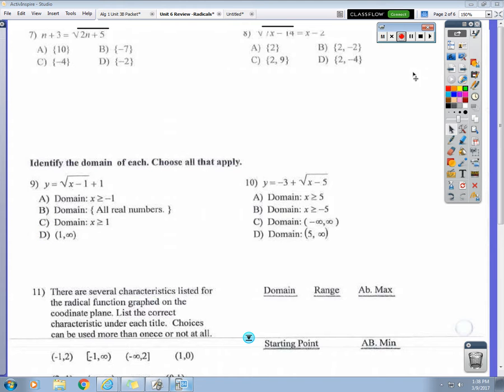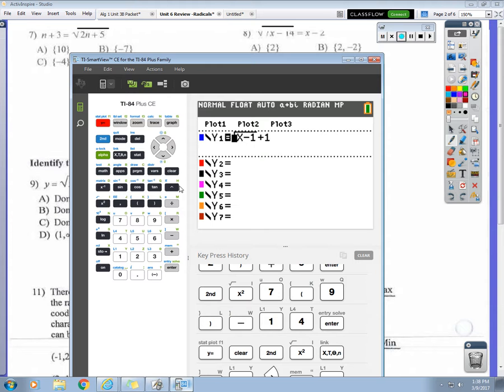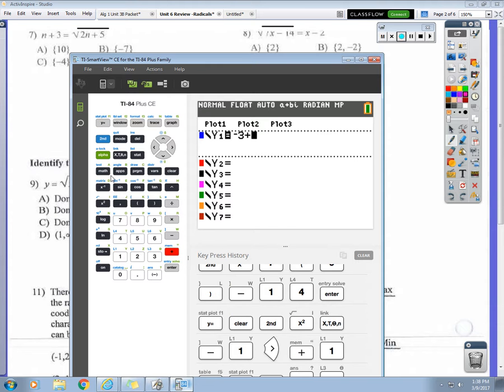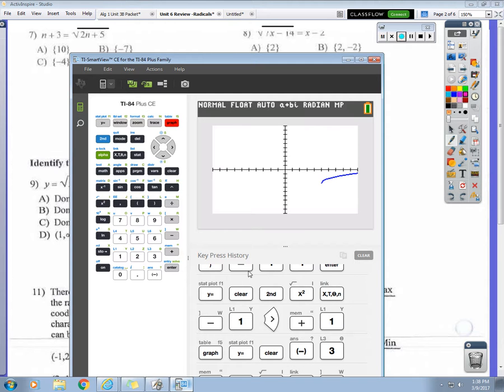Number 10. Y equals -3 plus the square root of x minus 5. So the first thing you need to do is graph it. What's up under square root of x minus 5? Okay, so on the x-axis, isn't this the furthest left you can get on the square root function? And what's the x value?